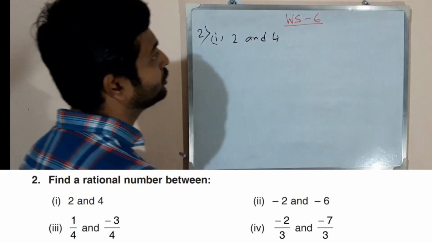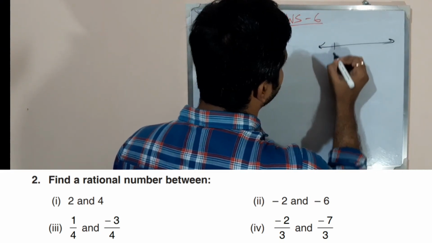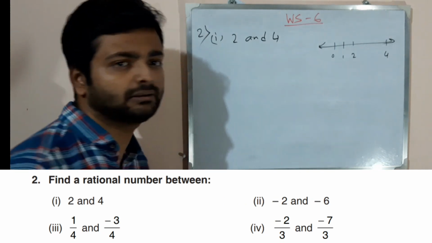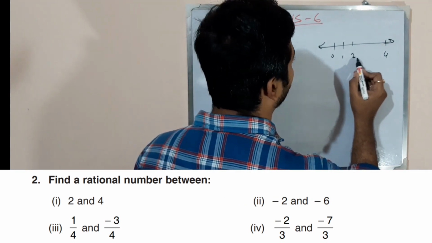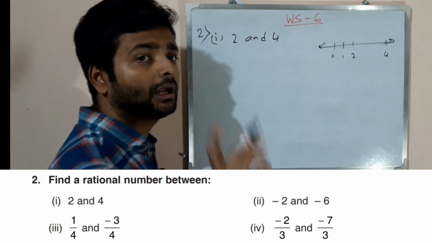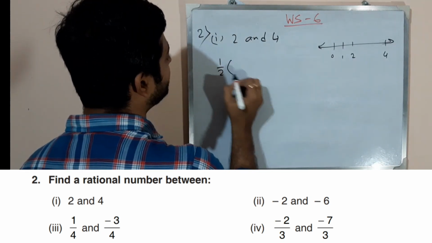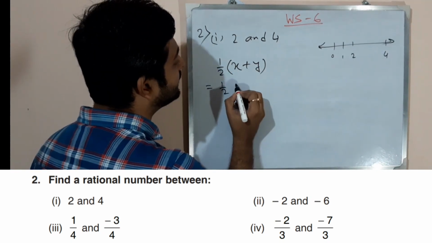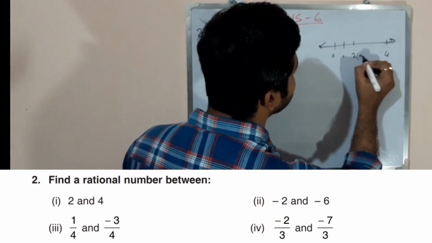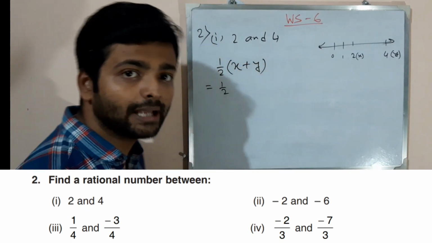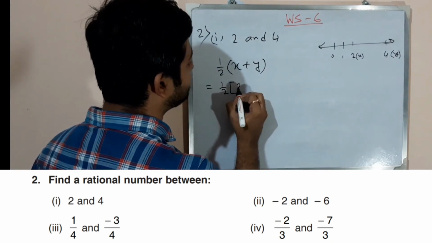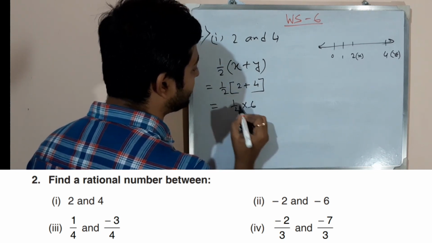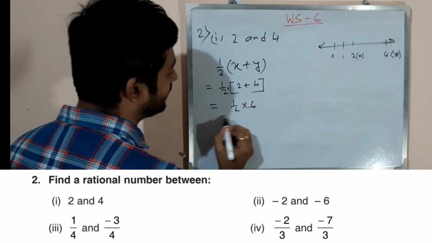First question given, so let us draw the first number line. There 0, 1, and that is 2, and there should be a 4 in between, anywhere the 3 is there. So we have to find a rational number between these two rational numbers. Now the formula is half into x plus y. Now what is the value? We can assume this is x and that one is y. So simply put the value of x is 2 and y is 4. If you add them, you will get half into 6, bracket, there is no sign, means into, so that is 3.